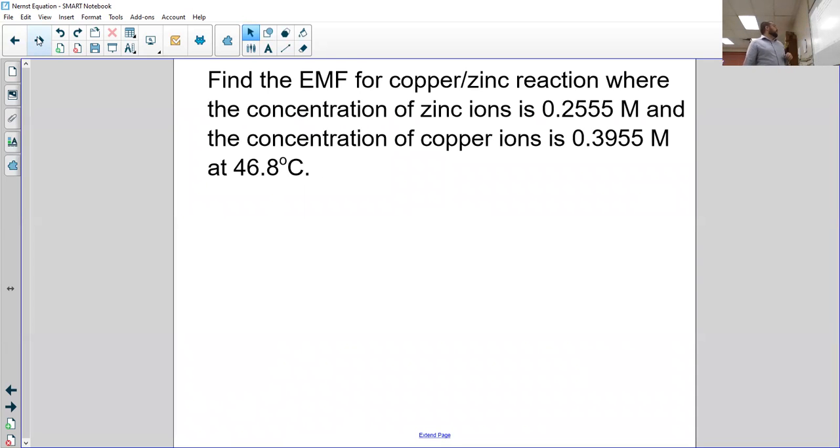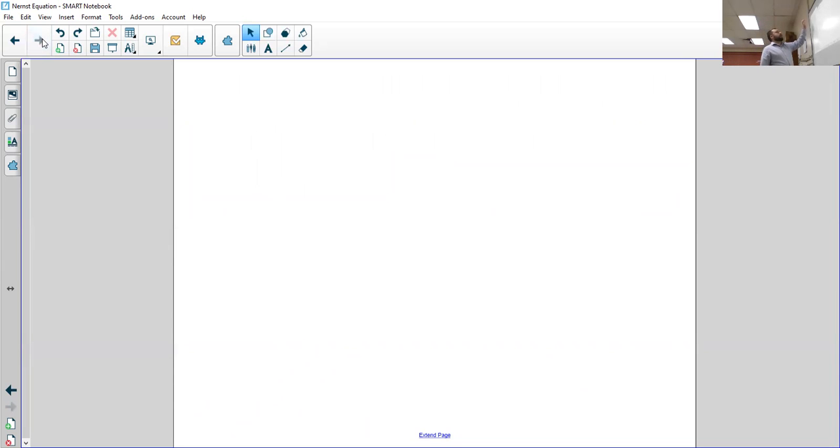I'll have you guys work on this one. Find the EMF of the copper zinc reaction where the concentration of zinc ions is 0.2555 molar and the concentration of copper ions is 0.3955 molar at 46.8 degrees Celsius.